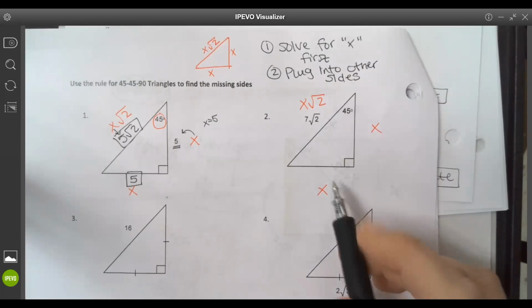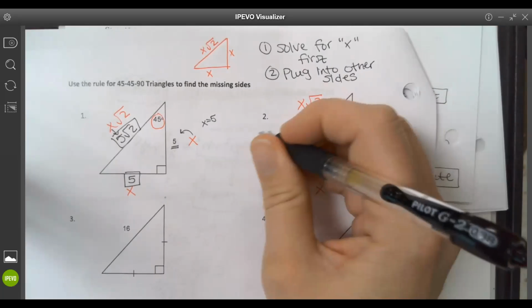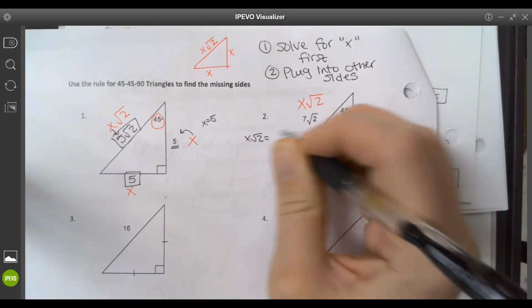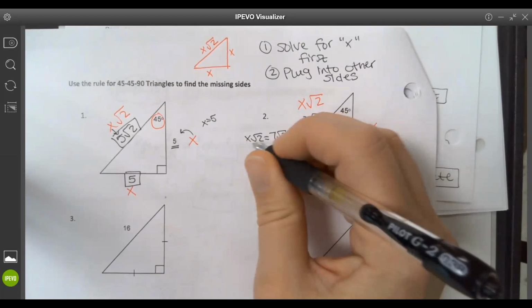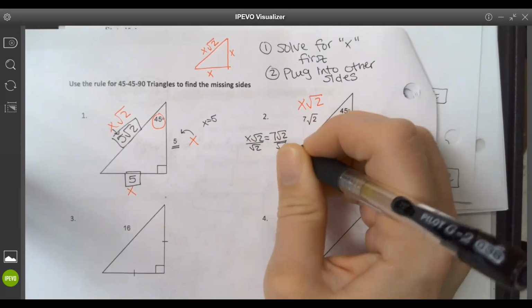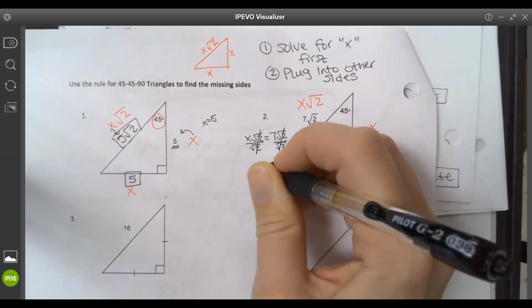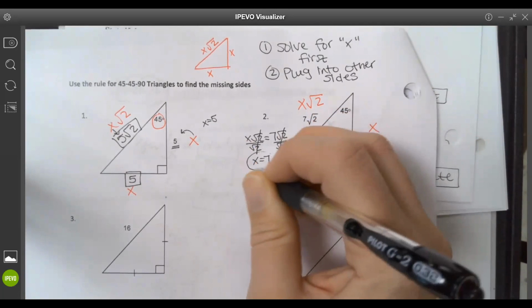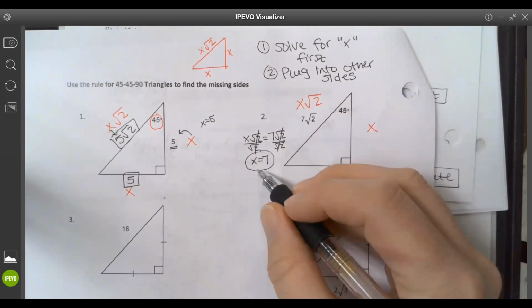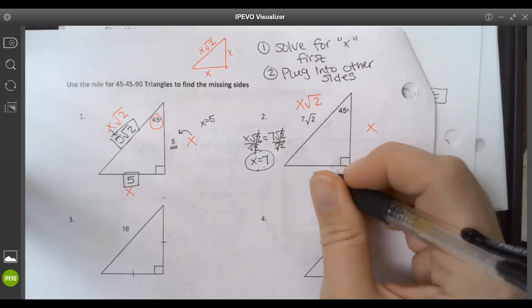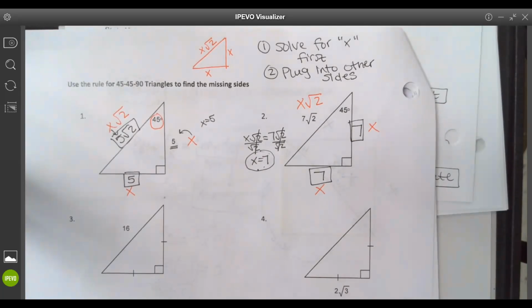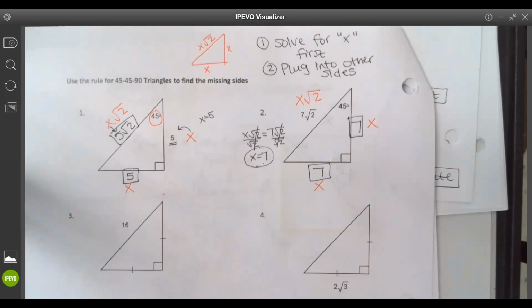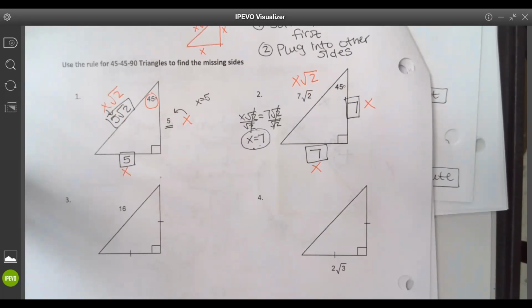So on the second one, I'm not given x. I'm given the side that's x rad 2. So I know the side that's x rad 2 is 7 rad 2. If x rad 2 equals 7 rad 2, I get x by dividing by rad 2. And what does x equal? 7. So I've solved for x. Now I'm just plugging that in. So if x is 7, 7, 7. Those two sides are just x. So my missing sides are 7 and 7.